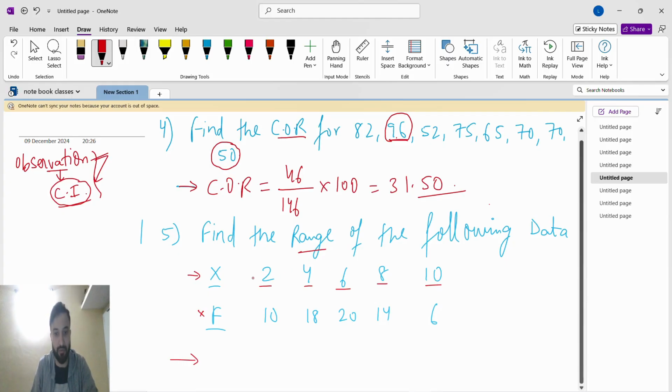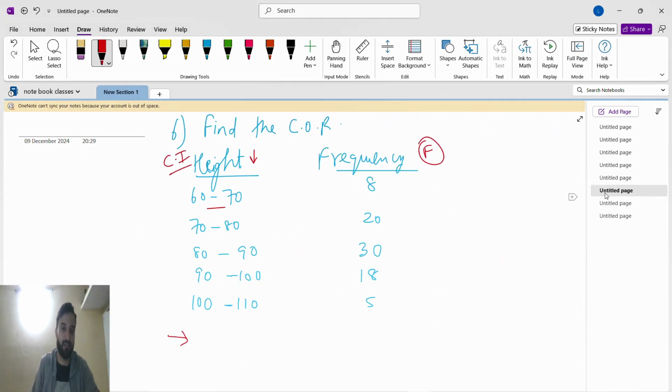So what is the highest observation? Yes, highest observation is 10. What is the lowest observation? 2. That's it, no new formula. So range is equal to highest observation minus lowest observation. So 10 minus 2, the range is 8. That's it. Now guys, you have to find the coefficient of range.